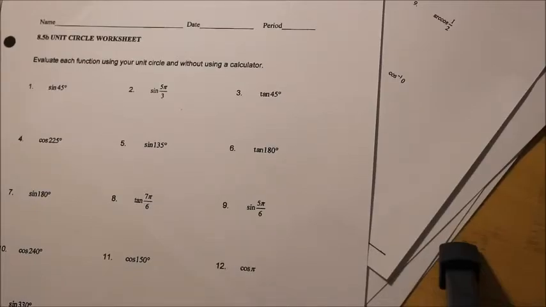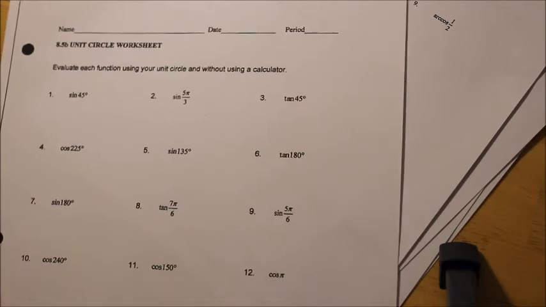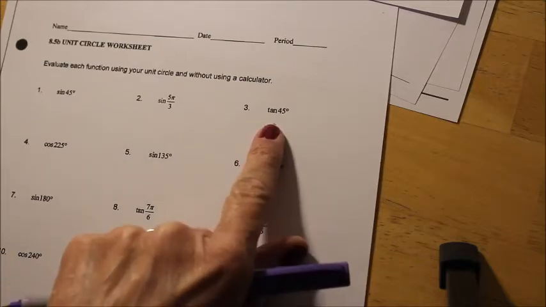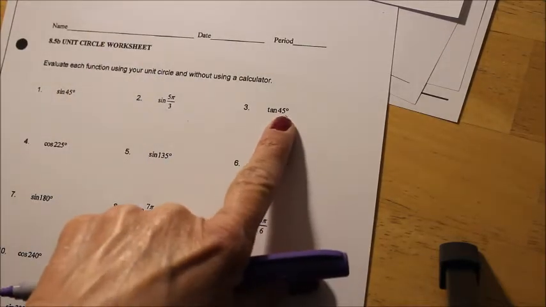Okay guys, here's some homework help on 8.5. Once again, you're going to want to have your unit circle as you go through these, but I thought I would just do a couple of examples. There's a lot of problems on here, but literally these are going to take you just a second using your unit circle. As an example, I'll just do this one here, tangent of 45.